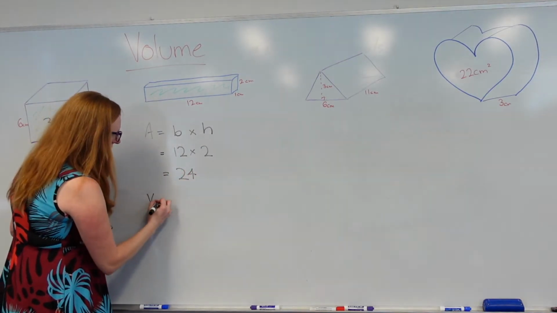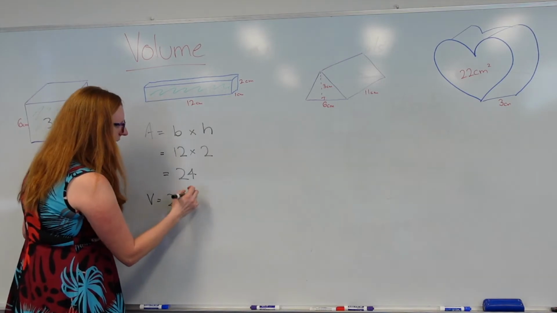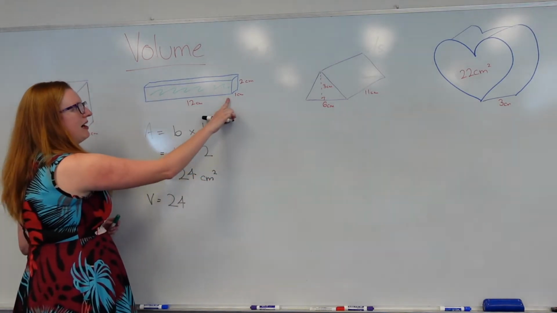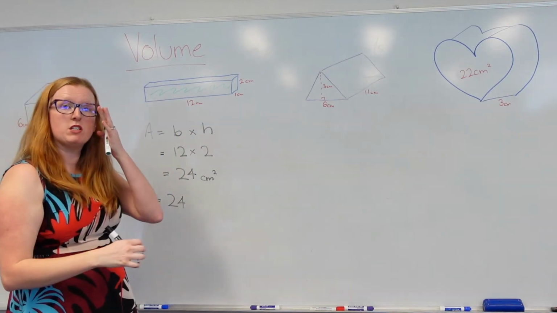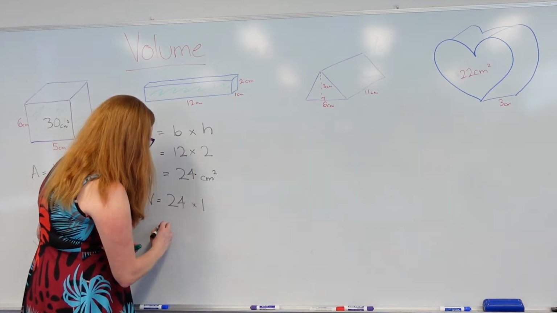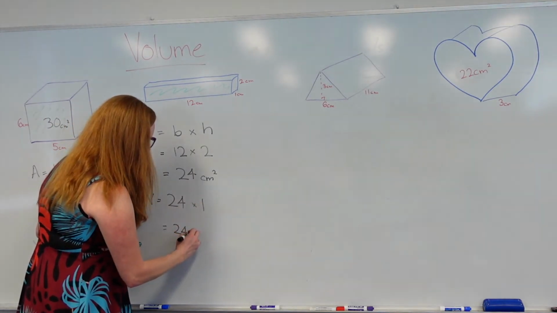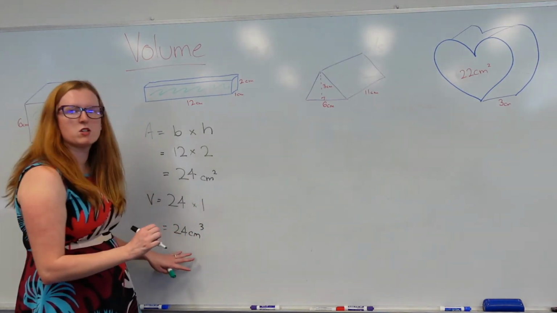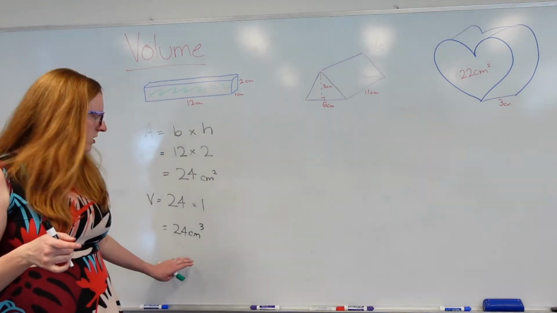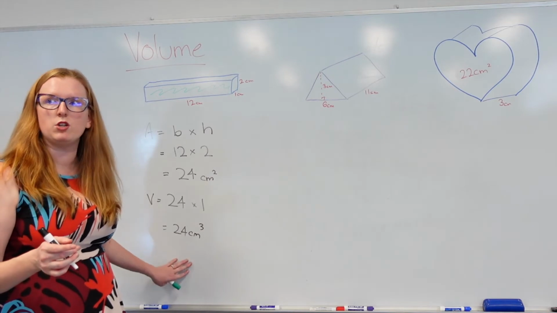And then to find the volume, I'm going to be multiplying that 24 centimeters squared by how far that shape has been stretched. So I'm going to be multiplying it by 1. So times 1, and I just get 24. So that would be 24 centimeters cubed because we're calculating volume. So volume is cubed, okay? Volume is not squared, volume is cubed.